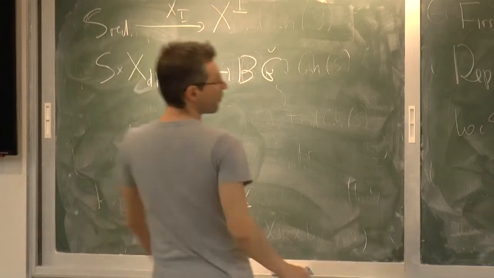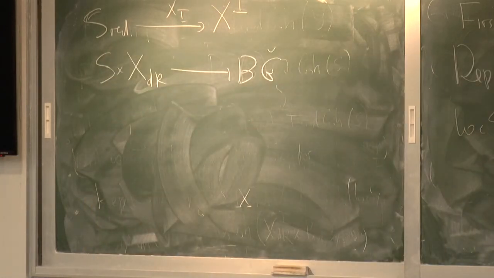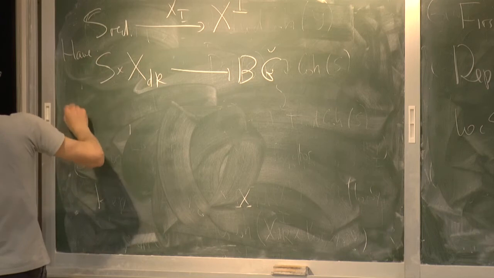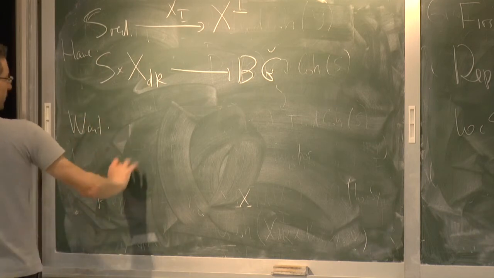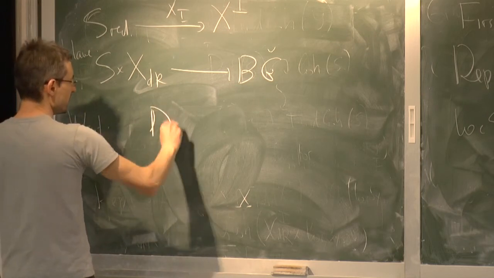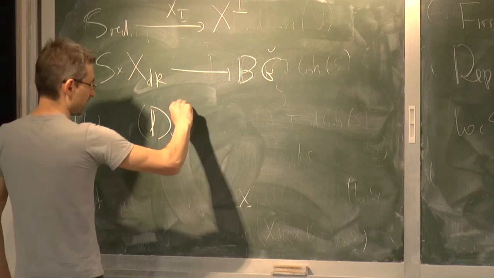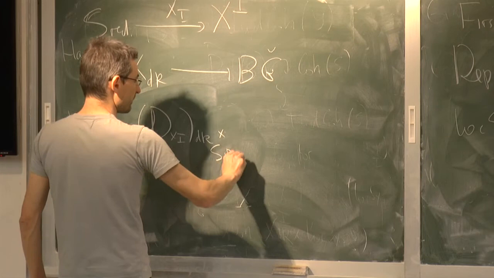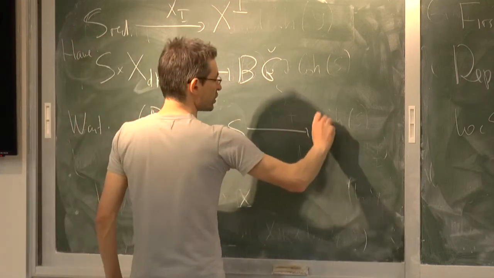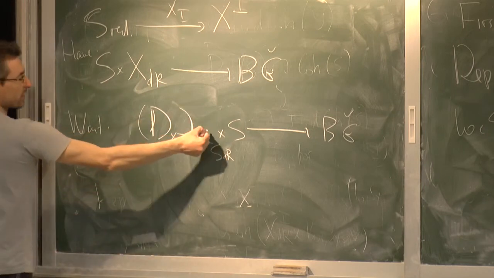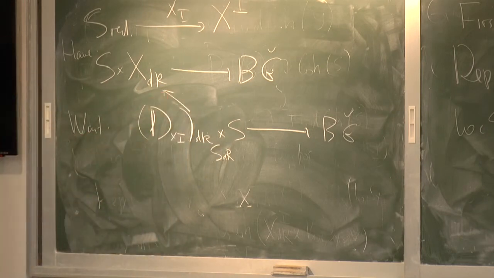So having an S point of this is the data that I wrote. Now we want to produce a point of this thing. So that's what we have, and here's what we want. What we want is a map from this D x I de Rham over S, de Rham with S, to BG check. But I claim that by the very definition, this maps to this. There's a forgetful map. And so what you do, you just compose.